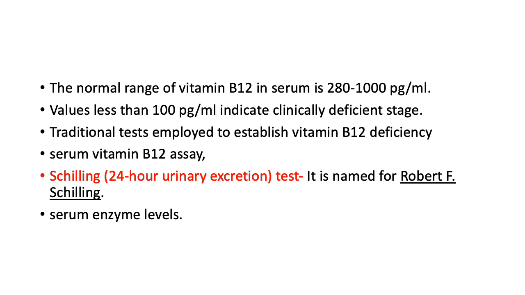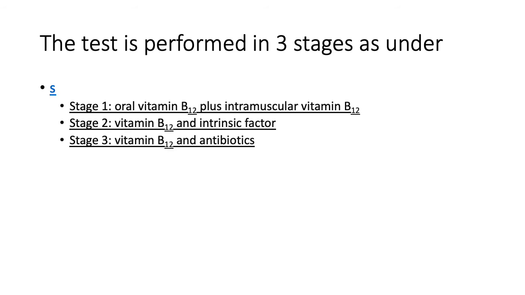The normal range of vitamin B12 in serum is 280 to 1000 picogram per ml. Values less than 100 picogram per ml indicate a clinically deficient stage. Traditional tests employed to establish vitamin B12 deficiency are the serum vitamin B12 assay and the Schilling test, that is the 24-hour urinary excretion test, which is named after Robert F. Schilling, which is not used right now. We do a serological assay of vitamin B12. You can also look at the serum enzyme levels.